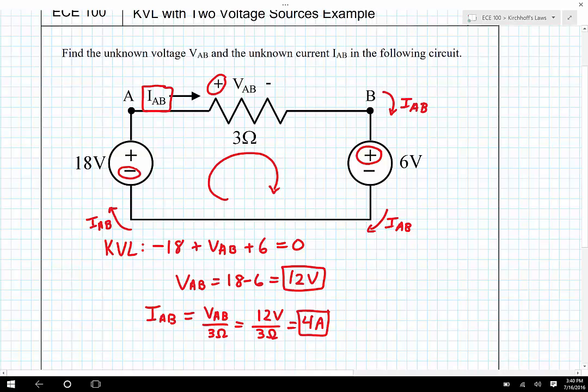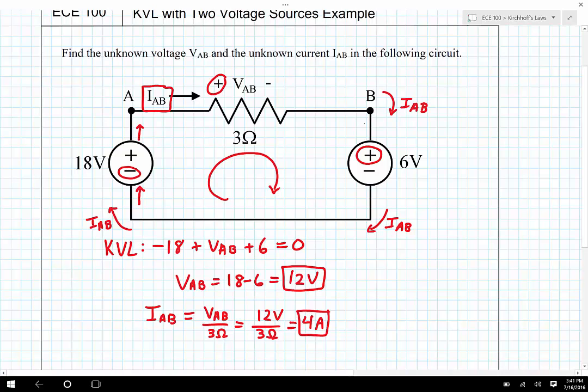That means that it flows into the negative terminal of the 18 volt source. So it's flowing into the negative terminal and flowing out of the positive terminal. And that means that it's raising its energy while it's inside the 18 volt source. So therefore the 18 volt source is in fact providing the energy for the circuit.